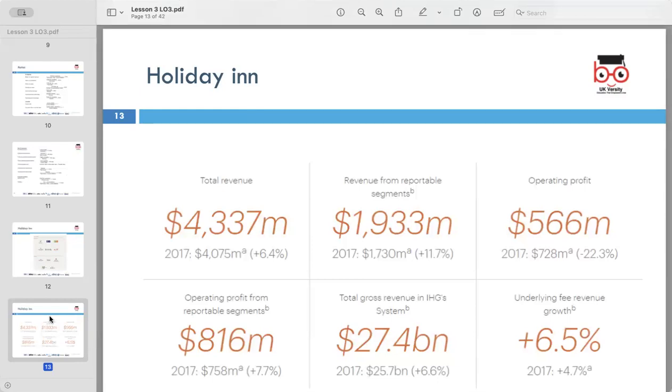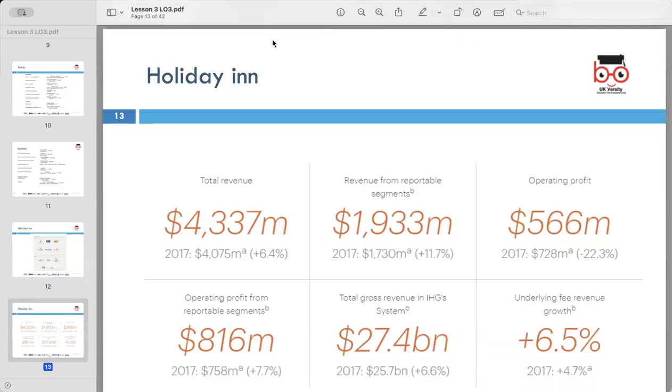Holiday Inn, anybody knows about? So, Holiday Inn's financial performance. Anybody aware of Holiday Inn financial performance? Anybody can tell me?